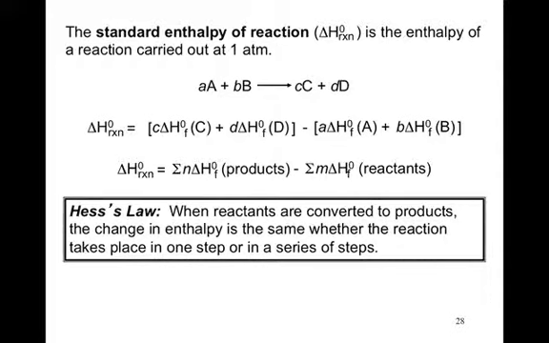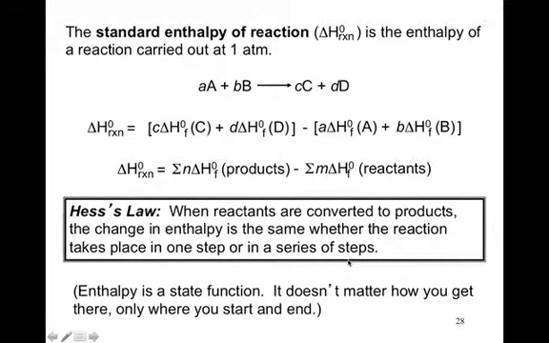Hess's law is something we'll interact with just a little bit, but basically it goes back to that state function idea of it doesn't matter how you get to the top of the mountain as long as both hikers make it to the top of the mountain. Hess's law says that when our reactants are converted to products, the change in enthalpy is the same whether the reaction takes place in one simple step or in a series of steps. We just have to add the steps.